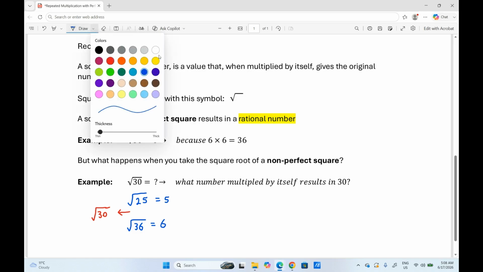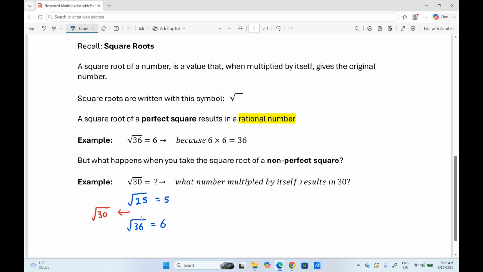With that, I can estimate that there's a number that exists between 5 and 6, where if I multiply it by itself, I should be able to get 30. It's just that the number is not a rational number, so it's not going to be a very nice number. But what I can say is that the square root of 30 is going to be approximately 5.5. Now, if you want to know how I got that estimate so quickly, there is a previous video that I made on how to estimate the value of the square root of a non-perfect square.